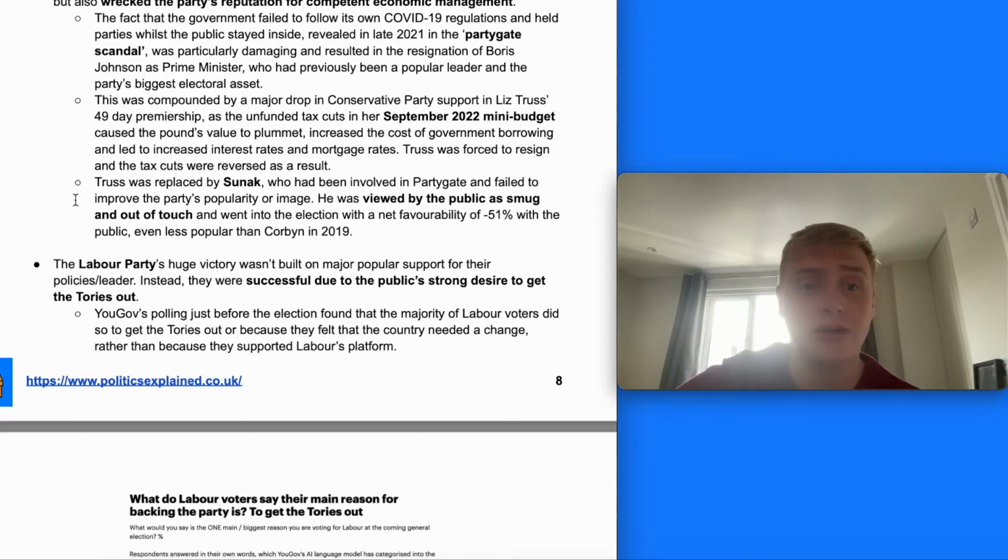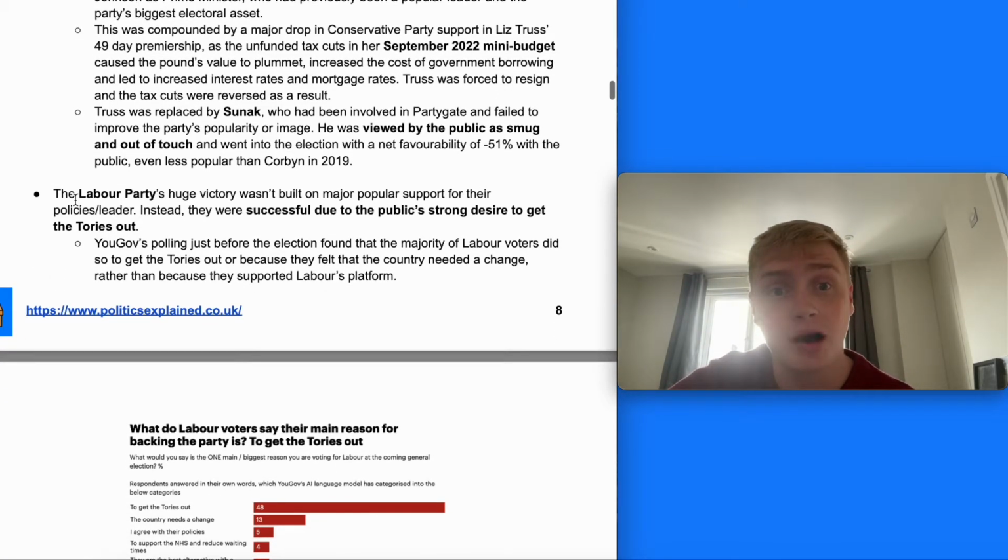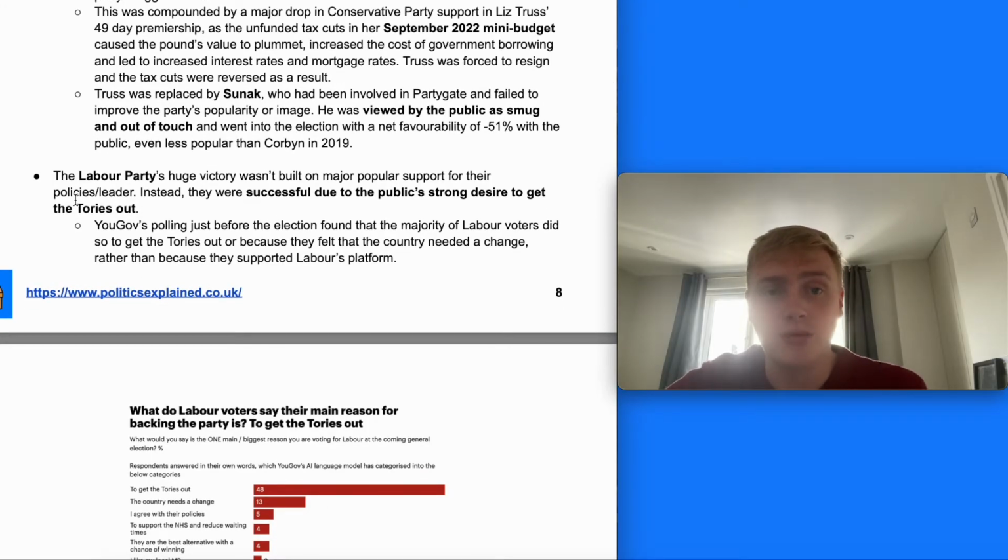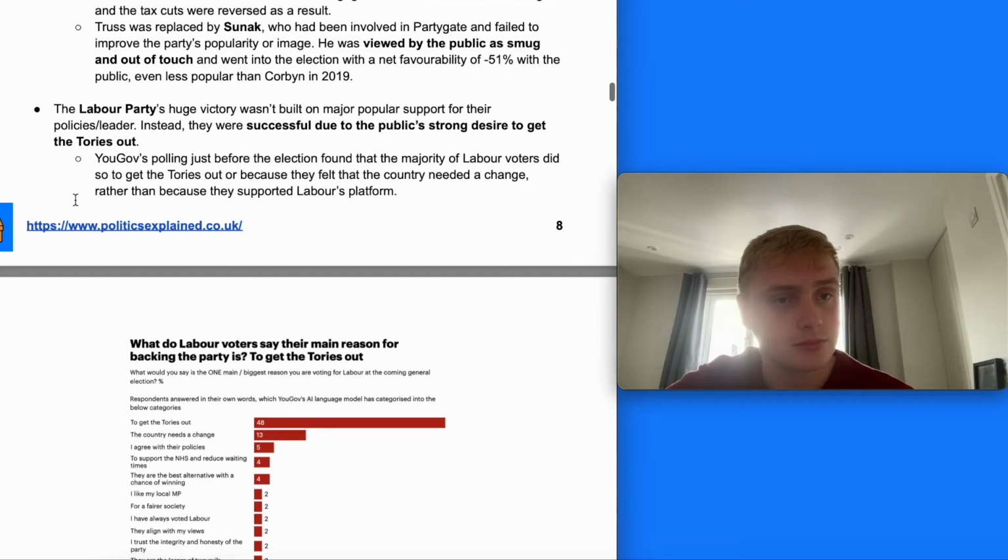And then Truss was replaced by Sunak, who had been involved in Partygate and failed to improve the party's popularity, as he was viewed by the public as smug and out of touch, particularly because he's extremely rich, and went into the election with a net favourability of minus 51%, even less popular than Corbyn was in 2019.